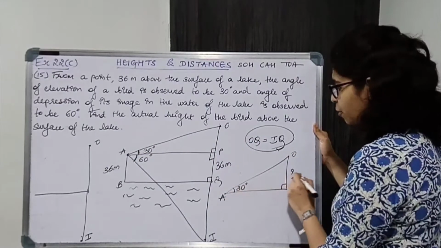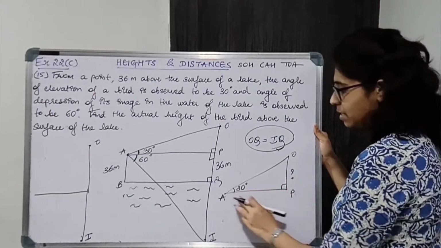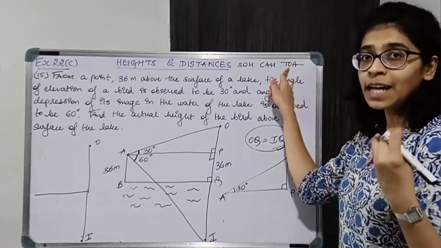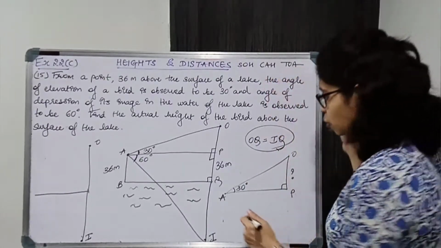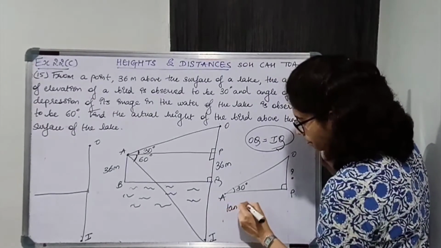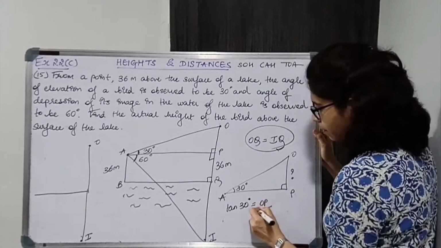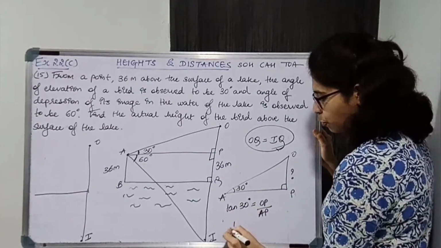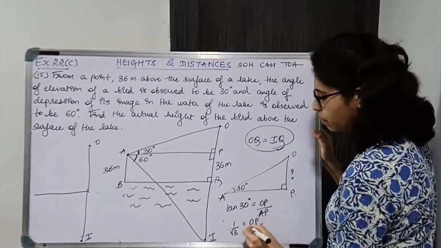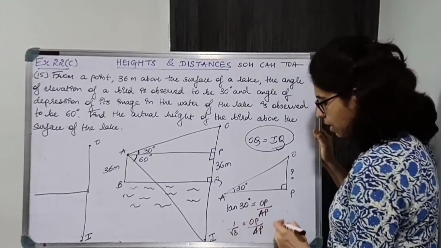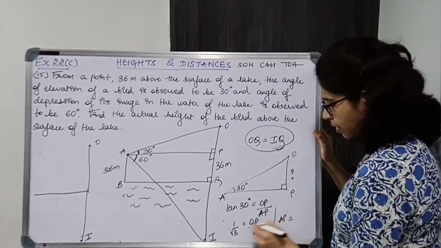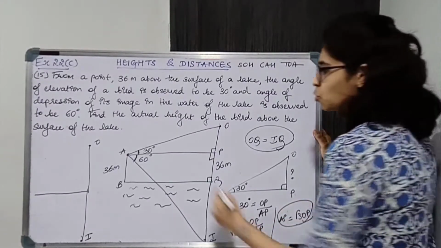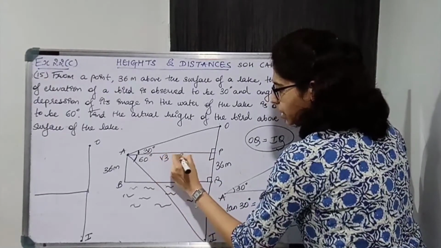OP is opposite of the angle and AP is adjacent. So opposite and adjacent ka relation, that is TOA. Tan of the angle gives you opposite and adjacent ka relation. So tan 30 is equal to opposite upon adjacent. Tan 30 is 1 upon root 3, equal to OP upon AP. Cross multiply. So AP is equal to root 3 OP. Correct. We found this relation. So AP is root 3 OP.